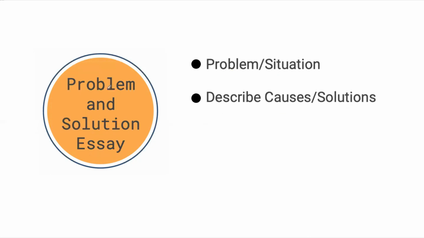The second essay is problem and solution, and quite simply, you're going to be given a problem or a situation, and you'll have to describe the causes and or the potential solutions to the problem. And similar to the cause and effect essay, these potential solutions can include both general and specific. So again, it could be talking about society or it could be talking about certain individuals. It really depends on the question.